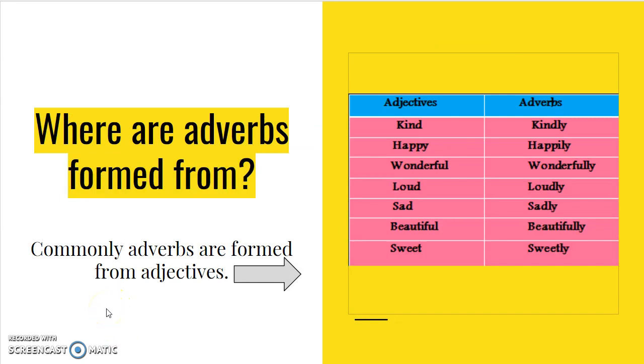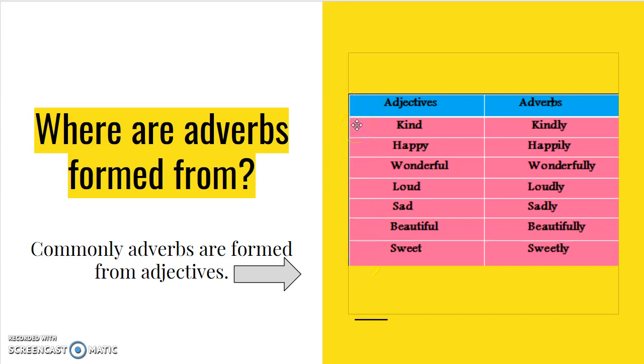So, where are adverbs formed from? Commonly, adverbs are formed from adjectives. Not always, but most common. So here's some adjectives that we can look at. So if we look at this side of the screen, here's our adjectives.